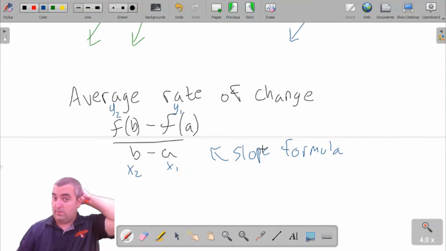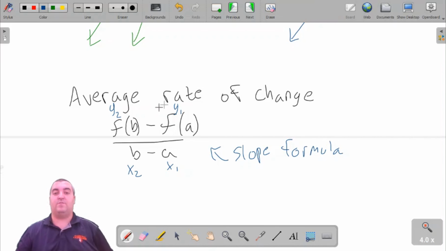Okay, so if you ever see something that asks you to find its average rate of change, you're really just doing slope. Okay, so you'll see that with the practice we have in class.